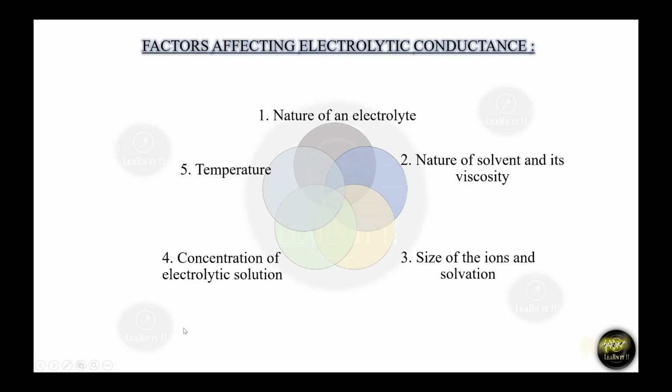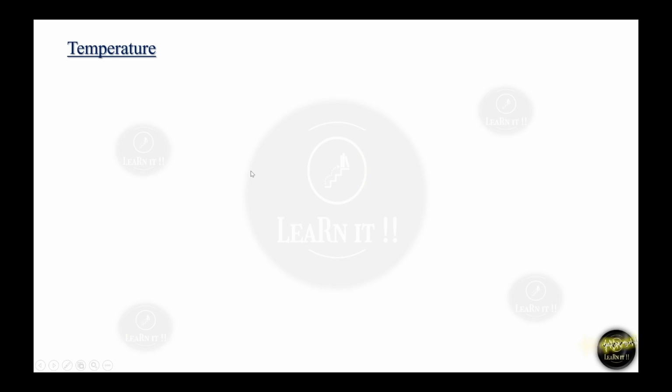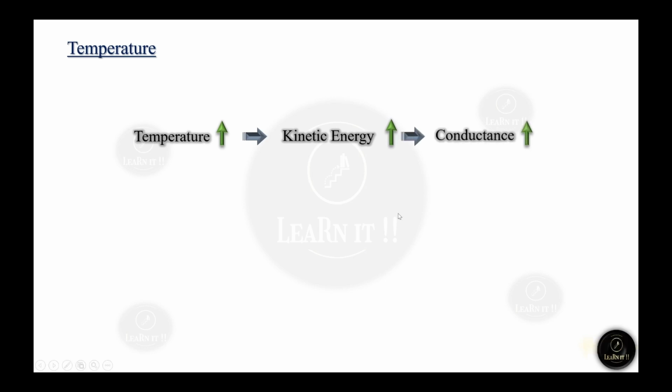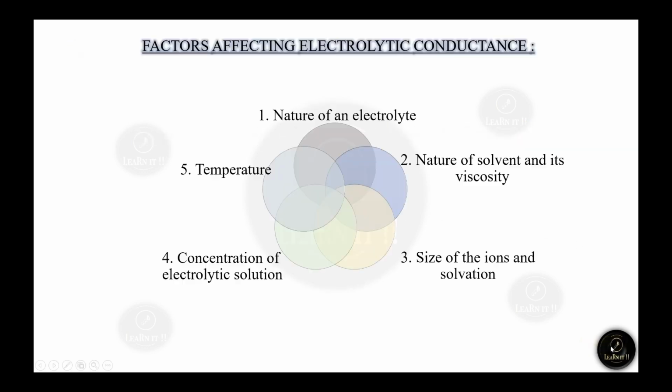The last factor which affects the electrolytic conductance is temperature. We know that temperature is a thermodynamic variable. So when temperature increases, the kinetic energy of ions increases. As the kinetic energy of the ions increases, their movement or mobility increases. That's why conductance increases. This completes the factors affecting the electrolytic conductance.